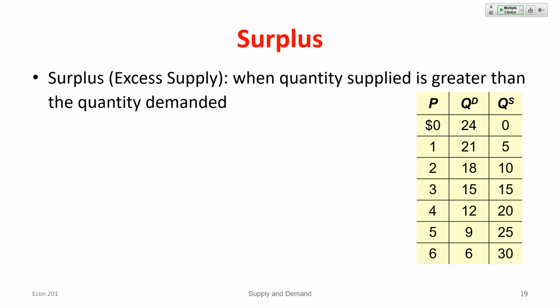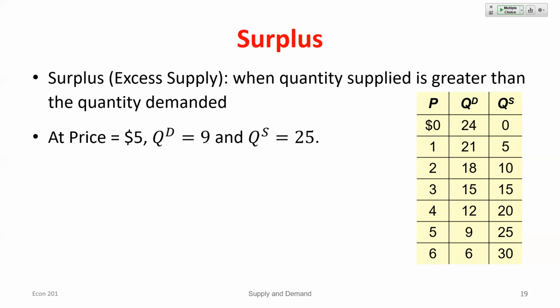So we can go through each one of these prices. Think about a price of 0. The quantity demanded is 24, quantity supplied is 0, right? We don't have a surplus, right? The only prices for which we have a surplus are 4, 5, and 6, because for these prices, the amount demanded is significantly lower than the amount that will be supplied on the market.